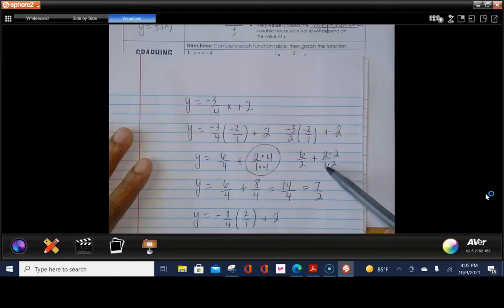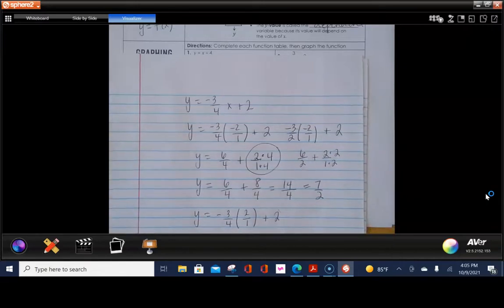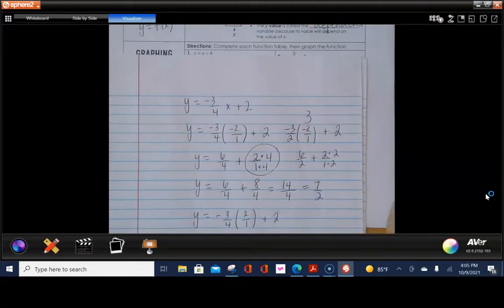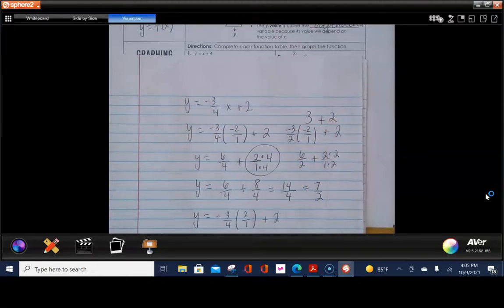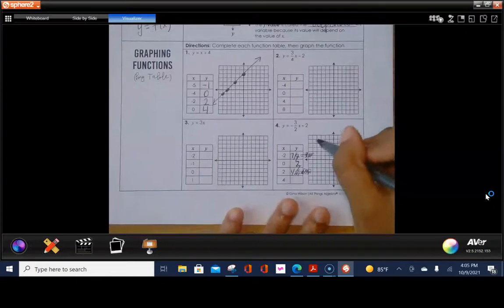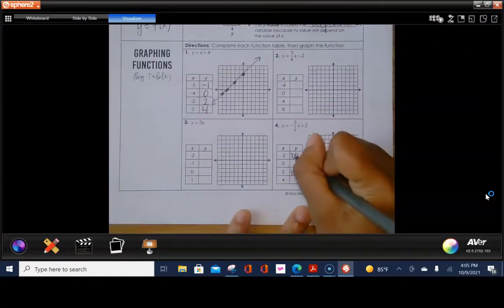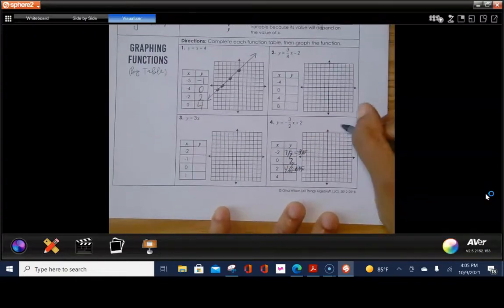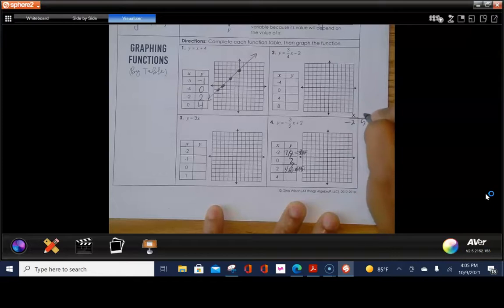And then 3 plus 2 is 5. So again, this was 3. When I multiplied those two fractions plus 2, the answer is 5. So here, guys, I'm just going to fix this. Right here, the output will be a 5. So let's just put them right here. So -2, I output 5. Okay, here's my x, there's my y.